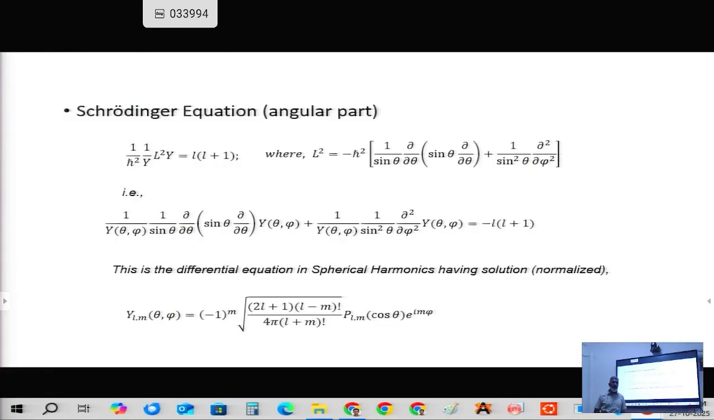What are theta and phi? Theta is the polar angle. What do you mean by polar angle? So suppose you have, if you look at, suppose this is the, I should draw it.